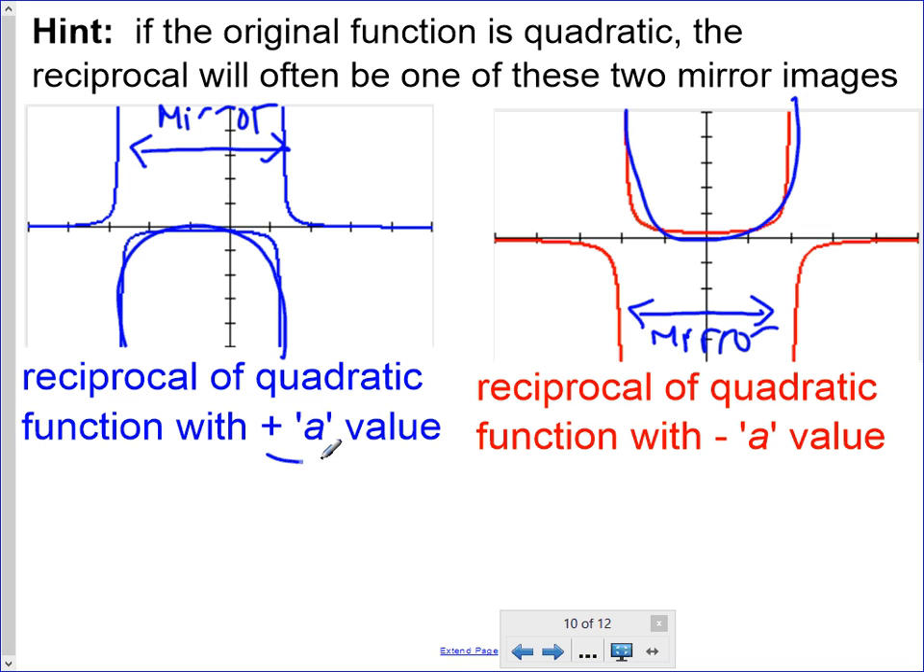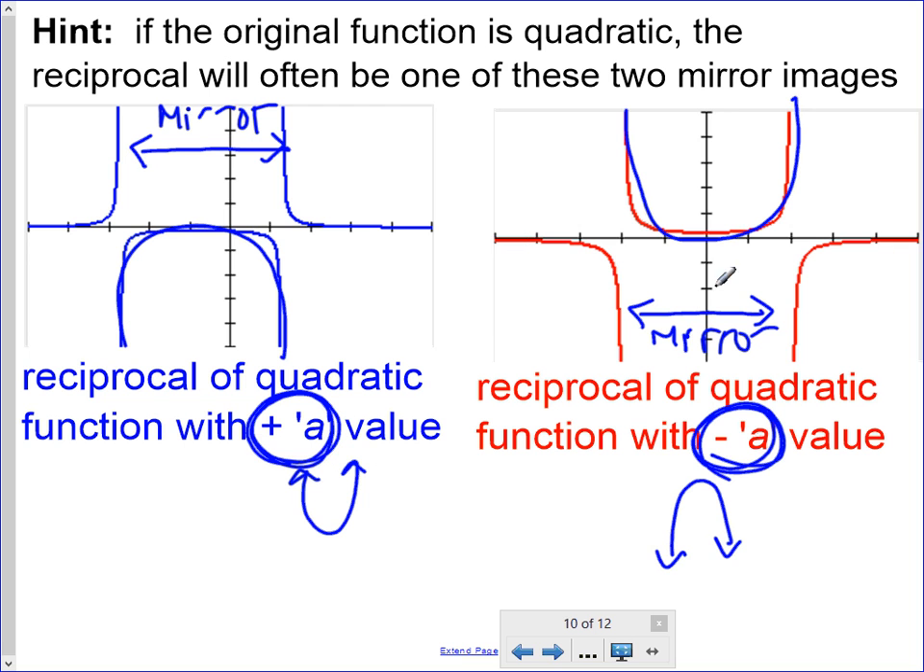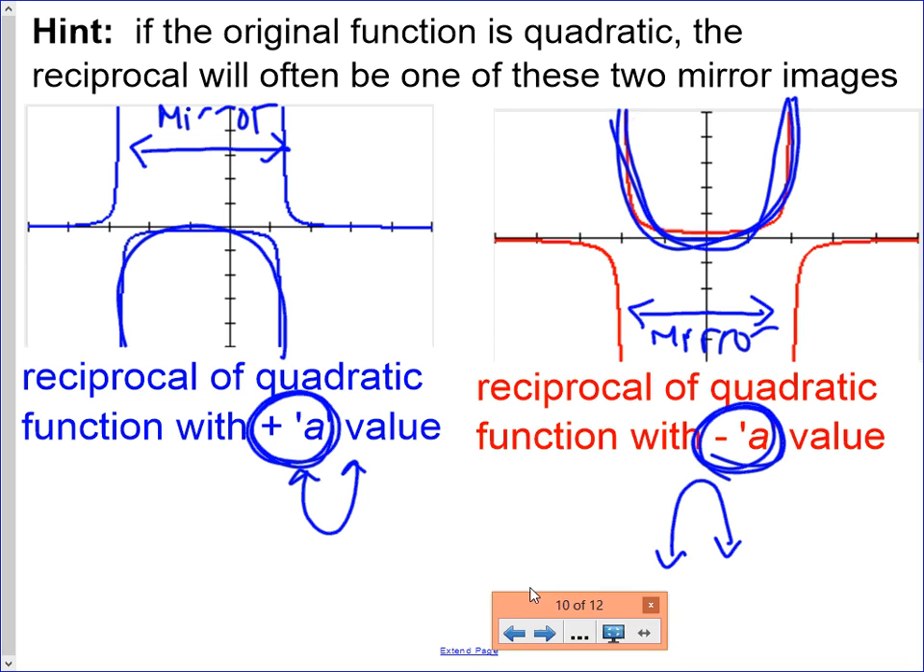Here's a little hint. If a is a positive value, in other words, it's a quadratic that opens up, when I take the reciprocal, my mirror images will be up and my parabola part will be down. If I have an a value that is negative, in other words, the original graph opens down, my mirror images are down, and then my parabola part is opening up. So that's just a little hint to come up with the shape.